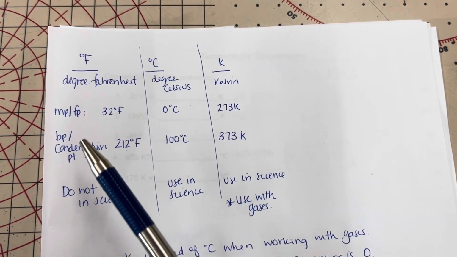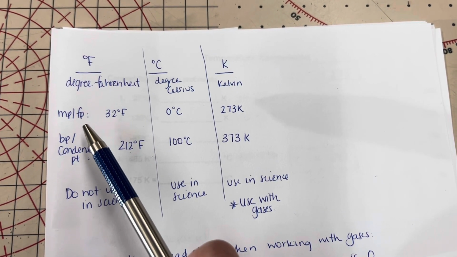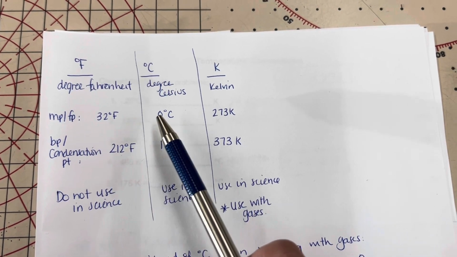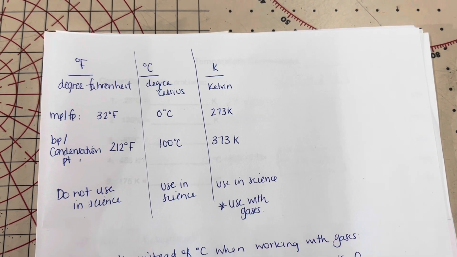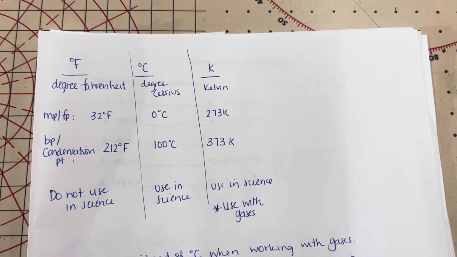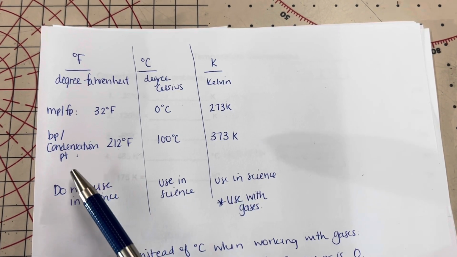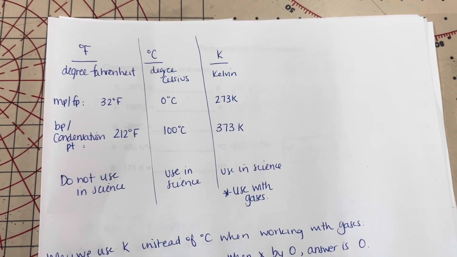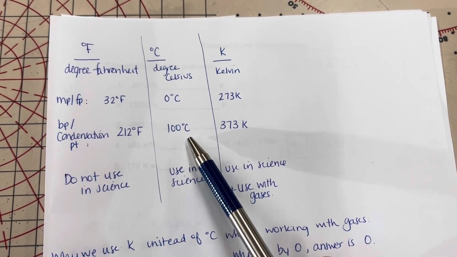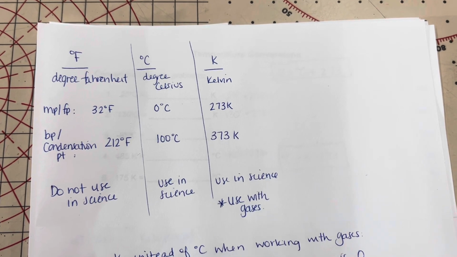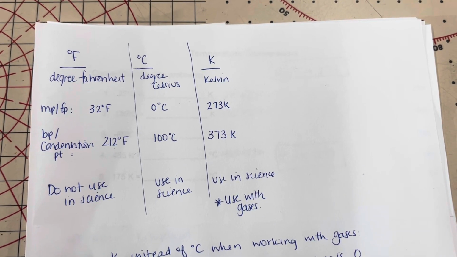Now, as a review, we know that the melting point and the freezing point of water is 32 degrees Fahrenheit, which is the same thing as 0 degrees Celsius. And the Kelvin scale is 273 K. The boiling point and condensation point is 212 degrees Fahrenheit, whereas in degrees Celsius, it's 100 degrees Celsius. And in the Kelvin scale, it is 373 K.